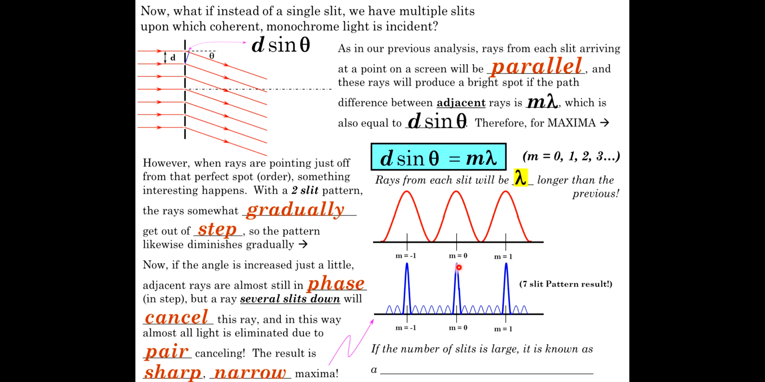We got the maxima there, but it doesn't diminish gradually, it diminishes rapidly. And the more slits you have, the more rapidly the diminution occurs. And you just have a bright spot followed by darkness, essentially, and then another bright spot. Darkness, another bright spot. If the number of slits is really big, this device is known as a diffraction grating. Diffraction grating. So now the secret is out.